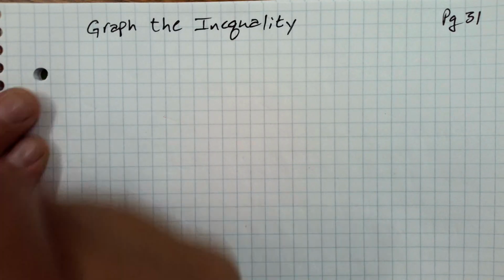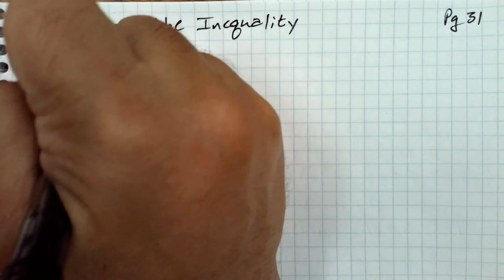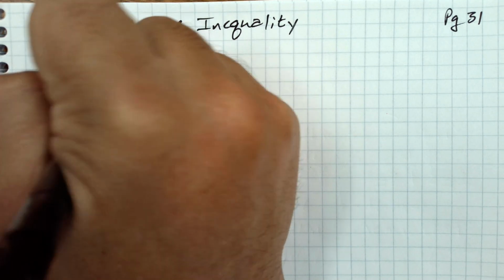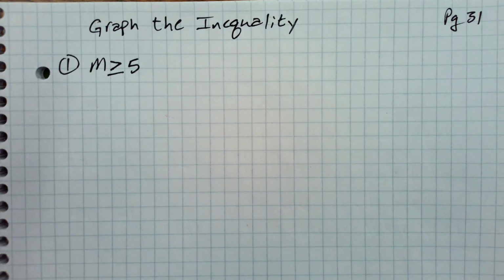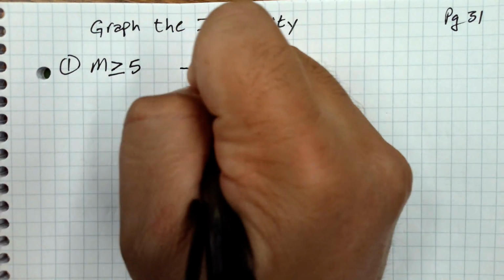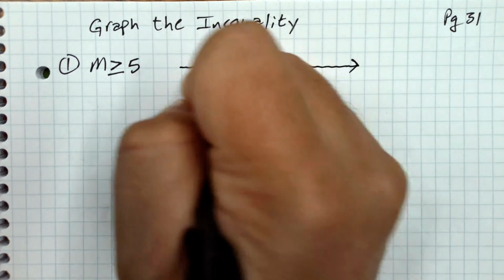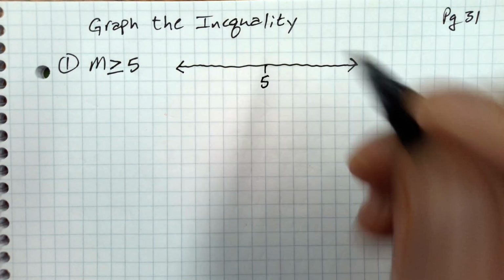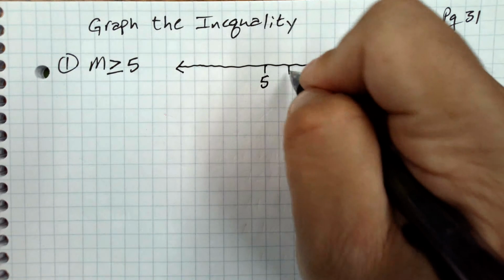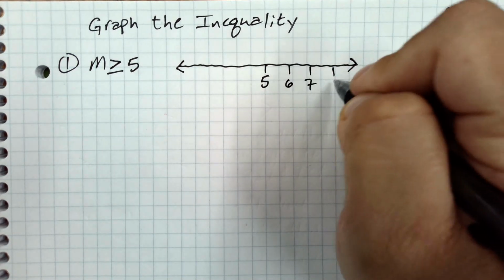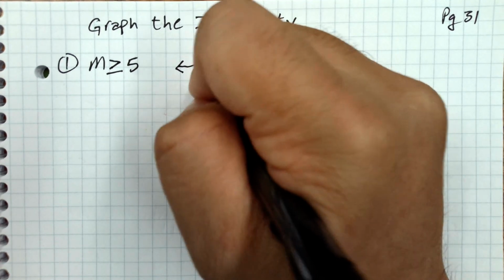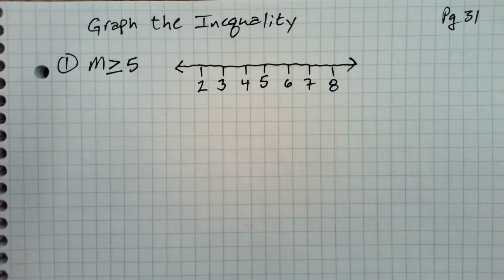Okay, write this one down. Number one, numero uno. M is greater than or equal to 5. We're going to graph this. We want all possible solutions. So which number do we absolutely, positively, without a doubt, have to have on our number line? 5. Put it right in the middle. Then pick a few numbers on each side. Maybe 6, 7, and 8. 4, 3, and 2.